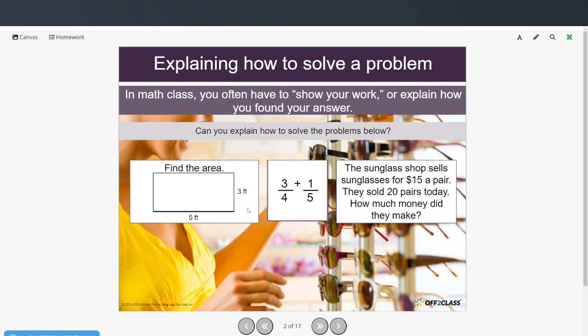In a fraction, 3/4 plus 1/4, you first have to make the denominator, the bottom number in the fraction, the same. And you do that by multiplying a number to find the common denominator. Here, the lowest common denominator would be 20. So you would have to multiply 3/4 times 5/5 and 1/5 times 4/4 to transform both of these into 20ths, and then you can just add the numerators.